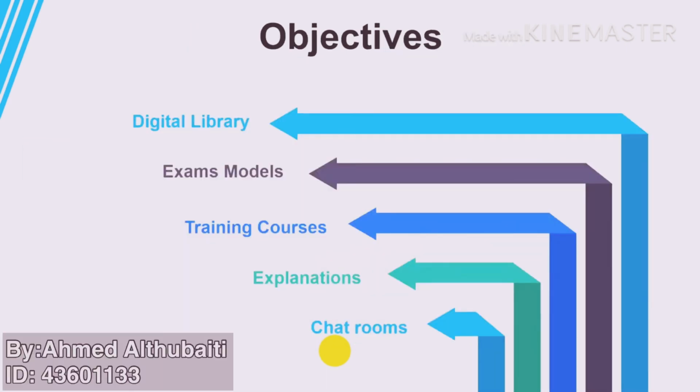The next slide is the objectives. The first one is the digital library, and the second one is exam models. The third one is training courses, and the fourth one is explanation. The last one is the chat room.